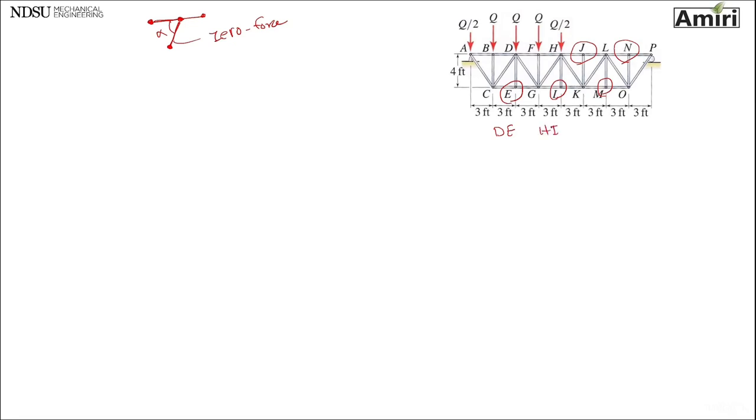HI is my zero force member. ML is my zero force member. JK is my zero force member. NO is my zero force member. Okay, so I have 1, 2, 3, 4, 5 zero force members. Remember, zero force members means I can, doesn't mean you have to, I can remove it and my structure is still going to be fine. The biggest question I get from this problem is, look at pin D, something like this.